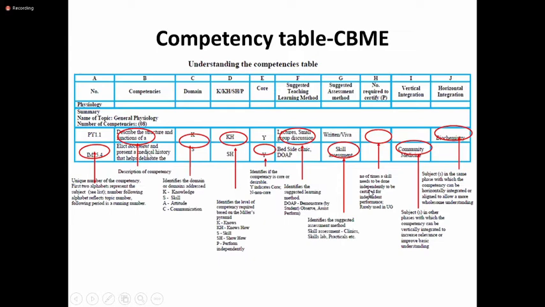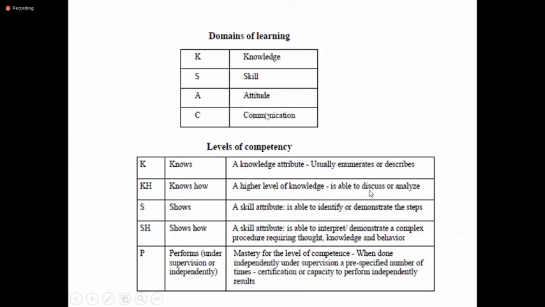Communication is not only with the patients, but also how to talk with your peers, how to talk with the teachers, how to talk with other seniors, like this. Communication is another domain of learning. So next is levels of competency. Levels of competency can be K. K means knows. The level is only knows. The person knows. And the next level of competence is knows how.